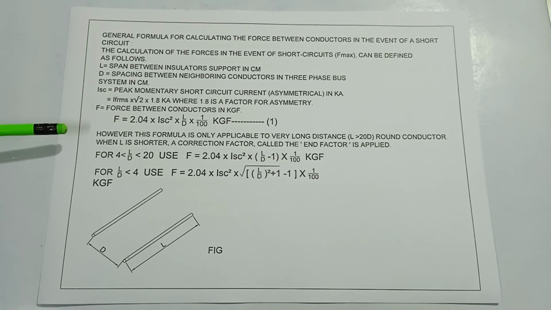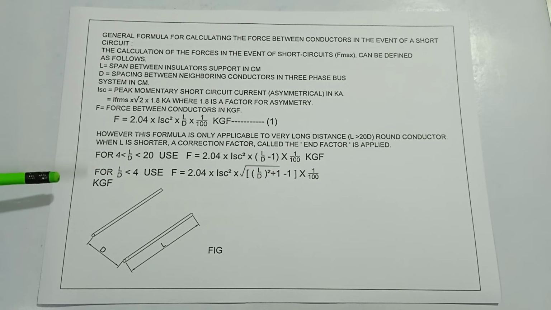However, this formula is only applicable to very long distance, L greater than 20 D, round conductor. When L is shorter, a correction factor called the end factor is applied. For L by D greater than 4 and less than 20, use the formula F is equal to 2.04 into ISC square into L by D minus 1, within bracket, into 1 by 100 kgf.